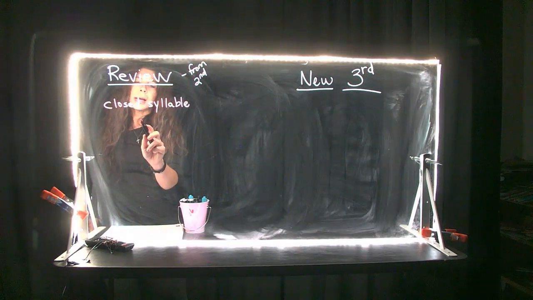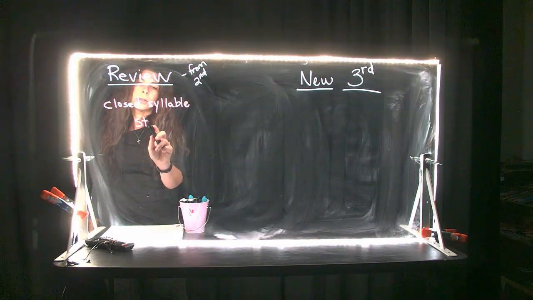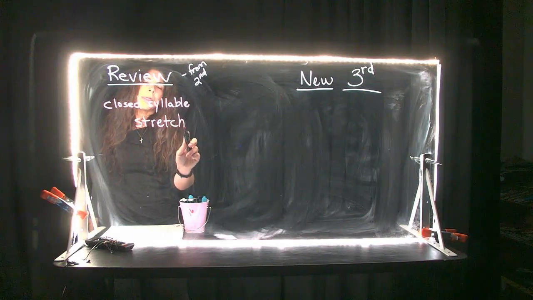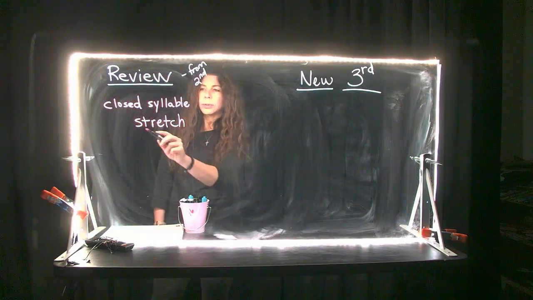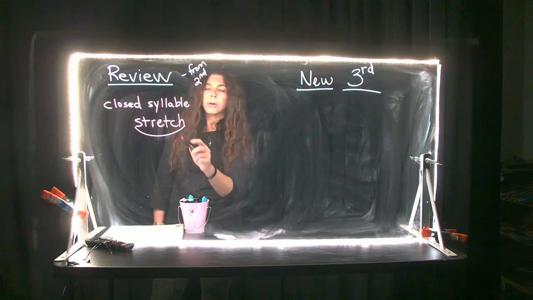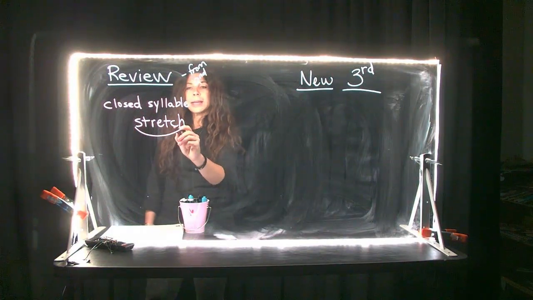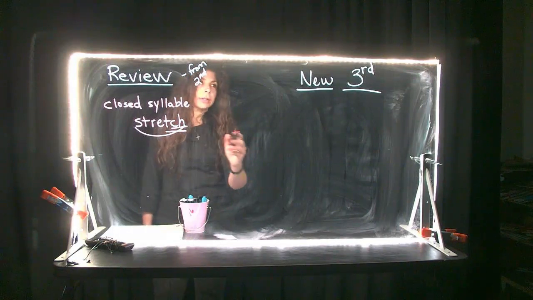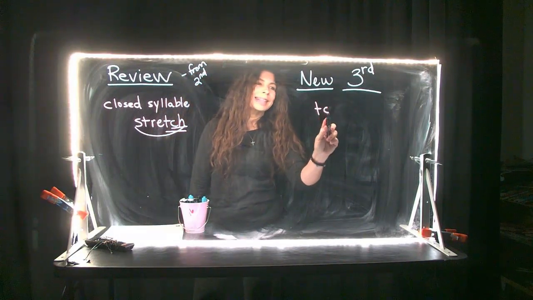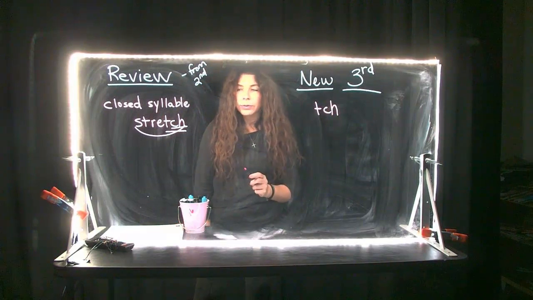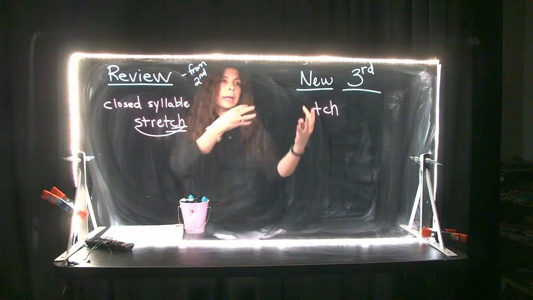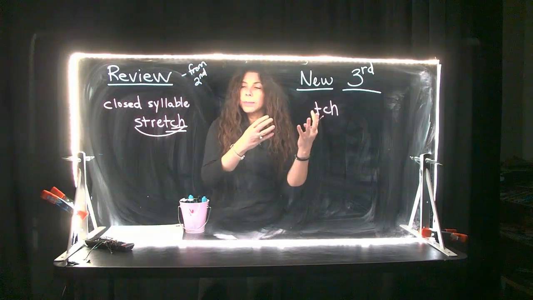So words like, see if you can think of the other ones. I'm going to give you about 30 seconds. Stretch. That would be a closed syllable. One syllable, one vowel closed in. Now, this has a CH digraph. It also has something new that we learned in third grade, which was the TCH digraph. So remember, we're kind of taking what you know and branching out to learn something else.